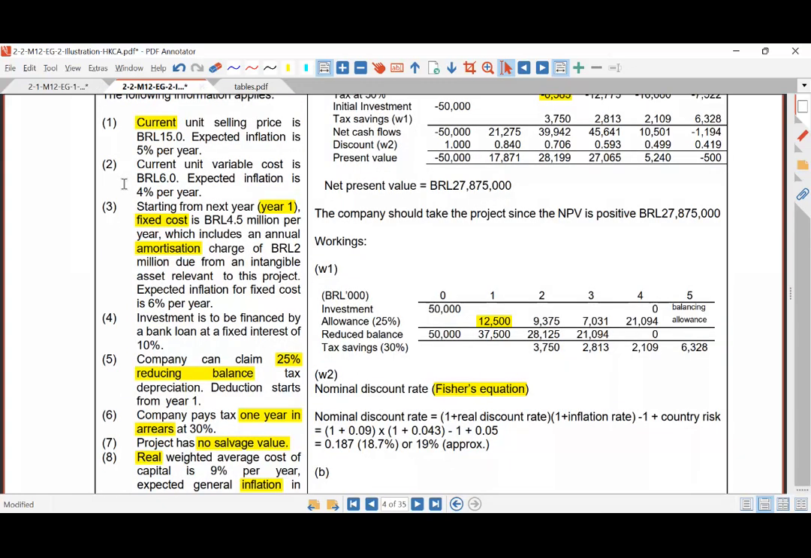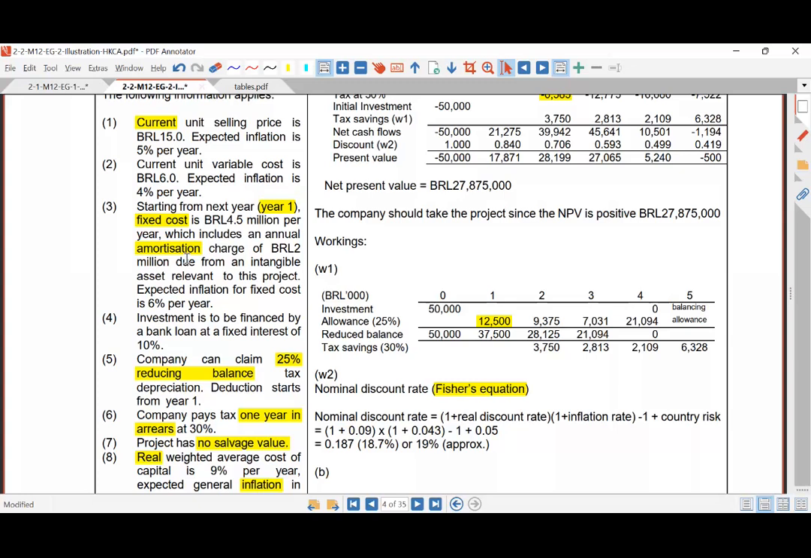Note number 2 is the same except that it is for variable cost only: 6 and then 4%. Then note number 3 is on the fixed cost. This again is every year, and it is referring to year 1 already. So at least in year 1 you need not adjust the inflation of 6% there. The fixed cost they say is 4.5, which includes annual amortization. Amortization is not a cash flow.